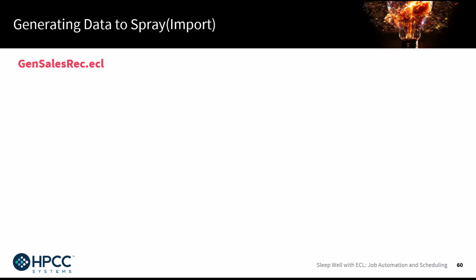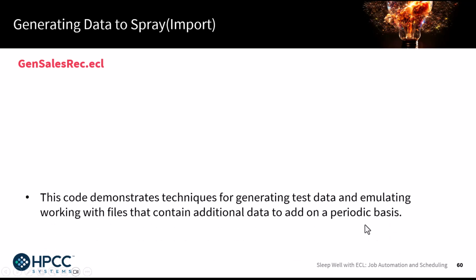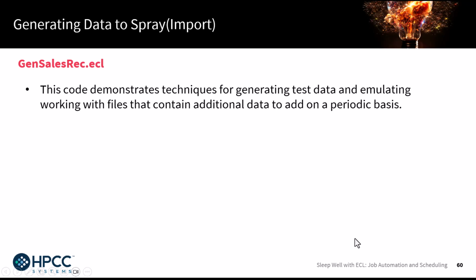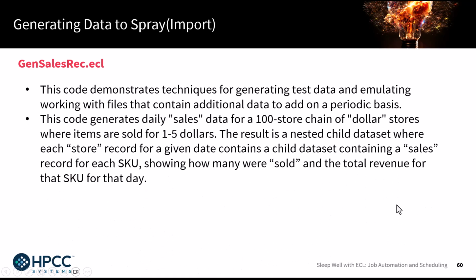And so the first bit of code we're going to look at is an ECL file called gen_sales_rec. This is in the root of your code repository. This code demonstrates techniques for generating test data and emulating working with the files that contain additional data to add on a periodic basis. It's going to generate daily sales data for a 100 store chain of dollar stores where items are sold for $1 to $5.